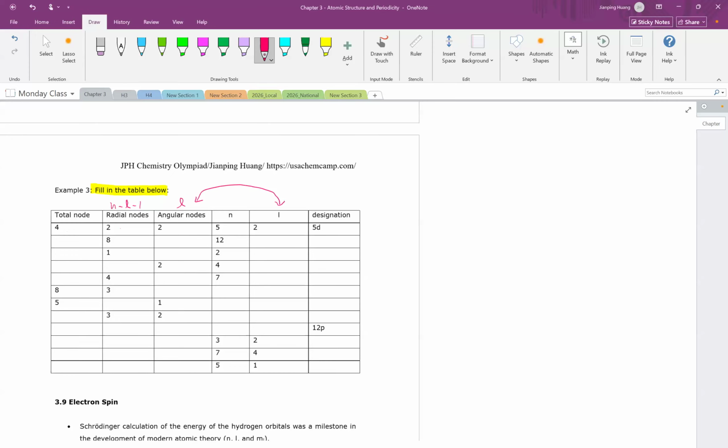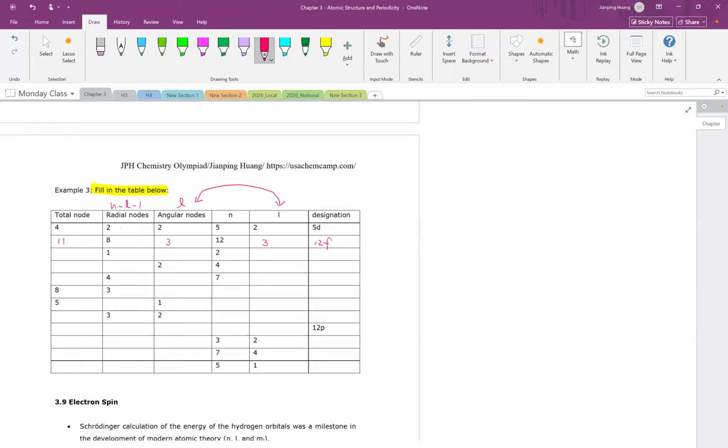In this one, you have 8 radial nodes and 12 for n. The total nodes should be 11. Agree with me? Now, radial nodes 8 means angular nodes should be 3, and 3 should be F. So n equals 12, and it is 12F. You will find these numbers.